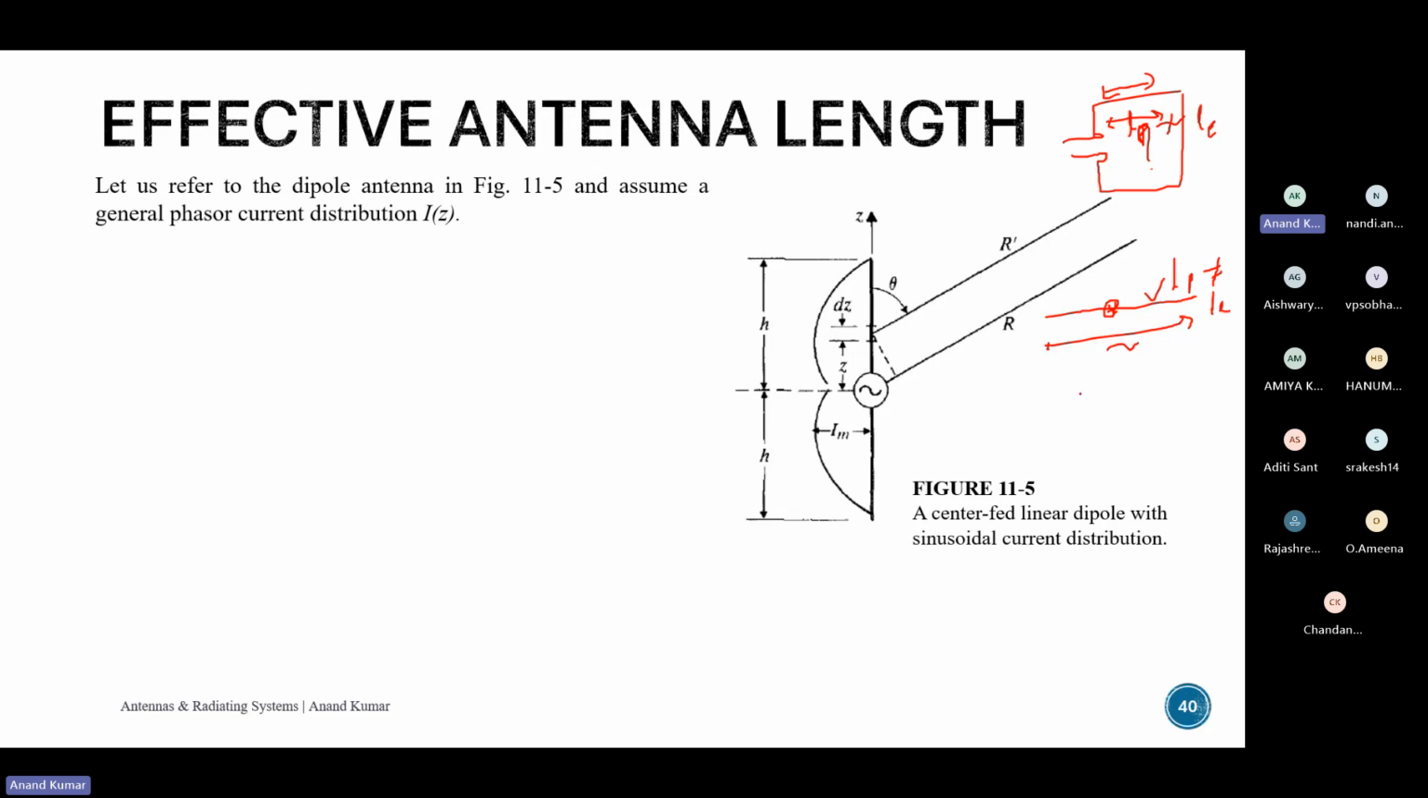Okay, so the cases are different because this is dipole versus patch. But what I'm trying to say is there are different antennas. For example, there are Vivaldi antennas, there are bow tie antennas. All of them will have certain effective lengths. So that is the important factor.